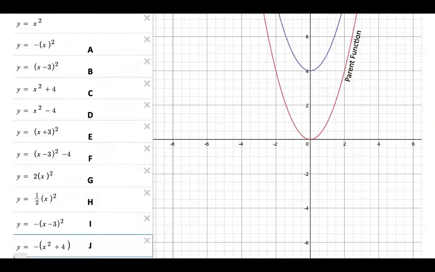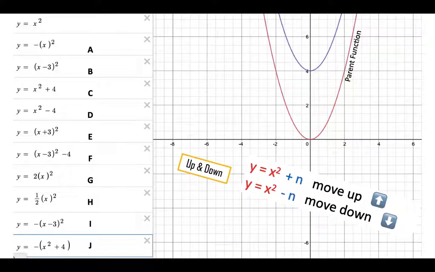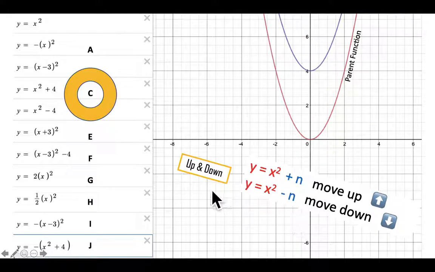This next function shows that we've transformed it upward. So it's moved up, and in this case it's moved up 4 units. So we're going to look for a pattern like this where we have the function plus 4. So when you look for that, you should find that the answer is C. Notice that the plus 4 is outside of the function.